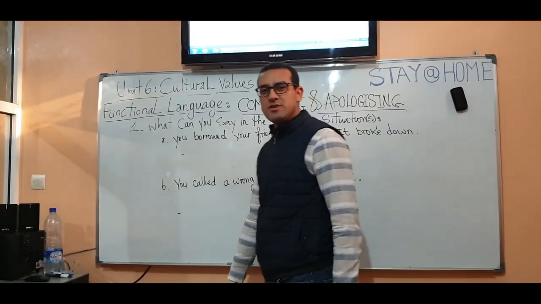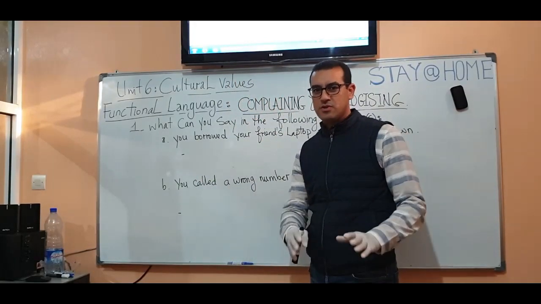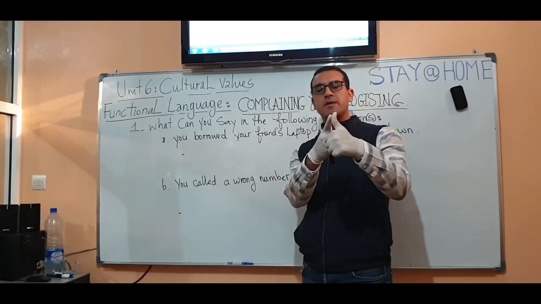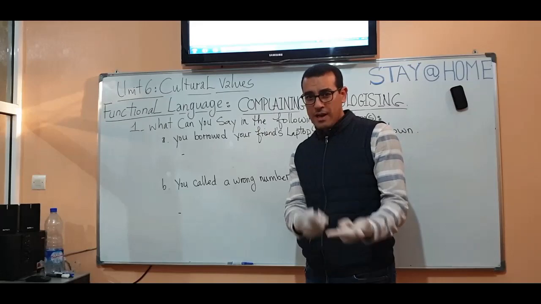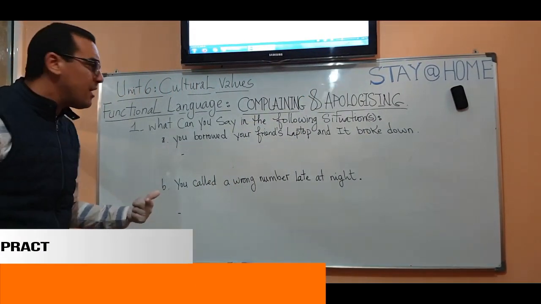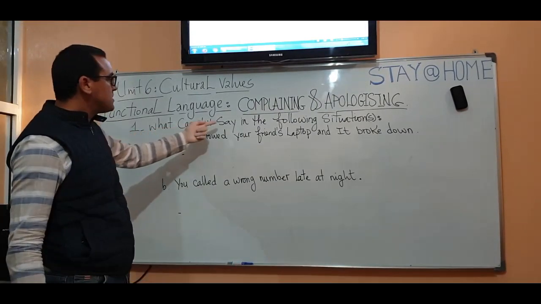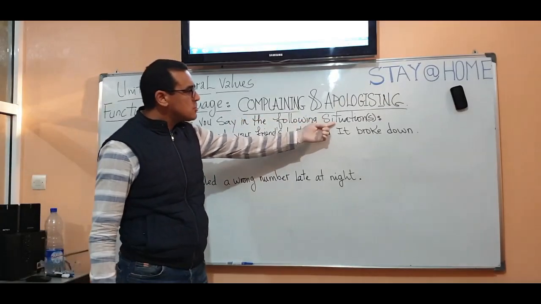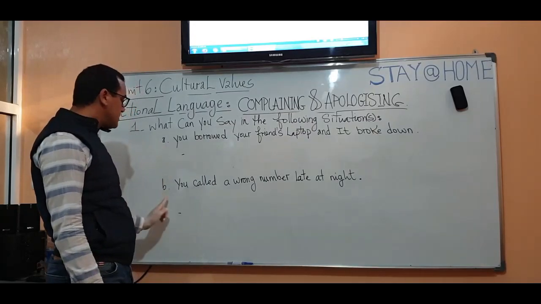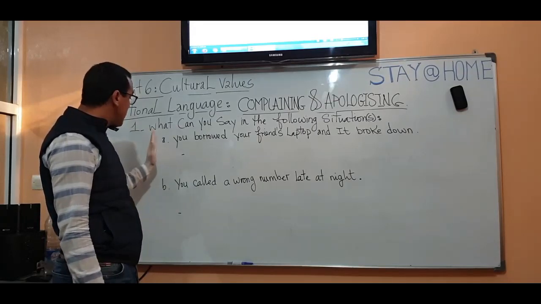So again, my dear students, we're going to do a few exercises about the functions. So as you can see here, we have learned 2 different functions. We talked about apologizing and complaining. So let's do some exercises right now. I would like you to look at the following exercise here. What can you say in the following situation or situations, okay? We have situation number 1 or A and situation B, okay? So we have A and B.